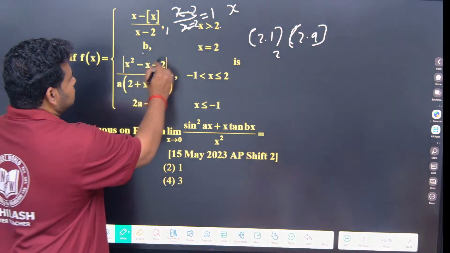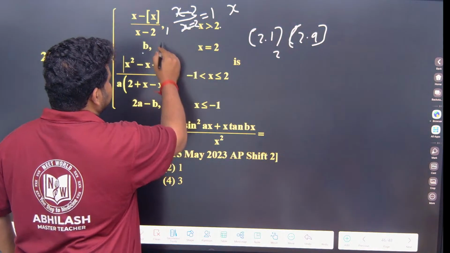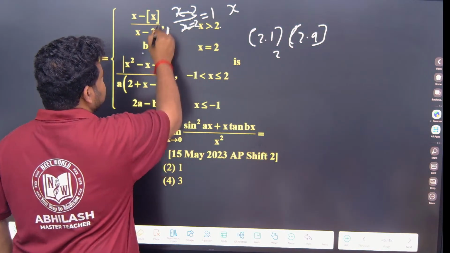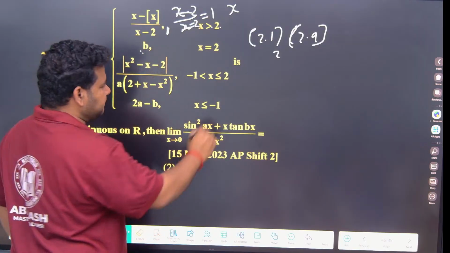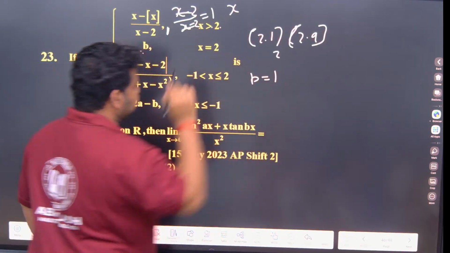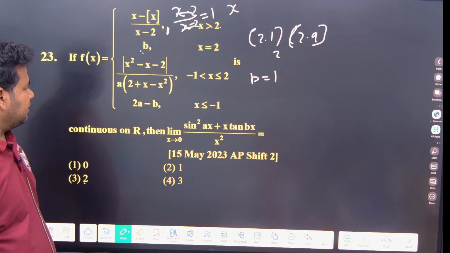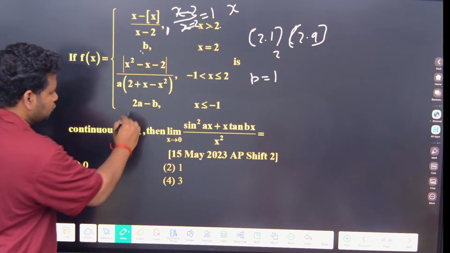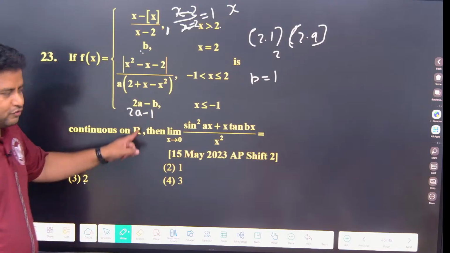Now, x is equal to 2 means we are getting b. That means this value, the LHL, is equal to the functional value. That means what? The b value is equal to 1. We got the b value is equal to 1. Now see here, this is nothing but 2a minus 1, I can write it.